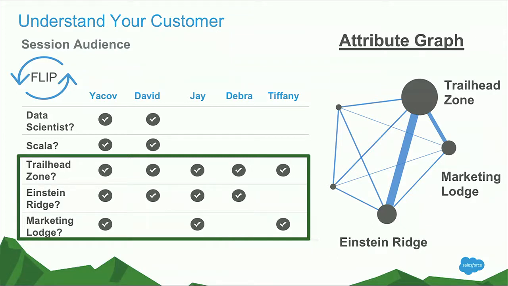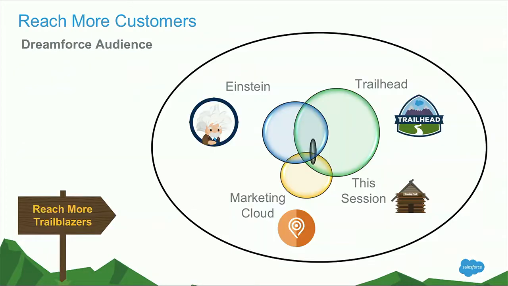And we can reduce the number of products we're looking at to the 3 that we care about: Trailhead, Einstein, and Marketing Cloud. Let's plot these results on a Venn diagram. Here we see the 3 products surfaced as the most important attributes of our audience, but at a larger scale, mapping all Dreamforce attendee product interests. So now we're looking at populations of people within each bubble.